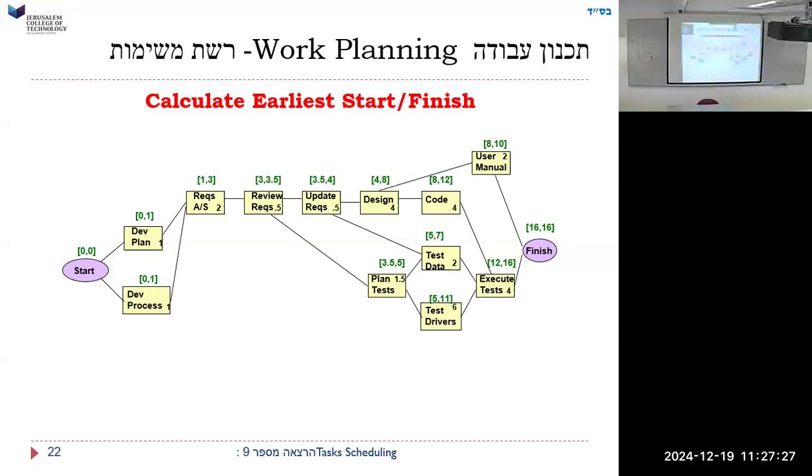And this is gonna finish at 16 because this one finished at 16. And this one is at 10, but we don't care. We can't finish the project at 10. We've got to wait for him.